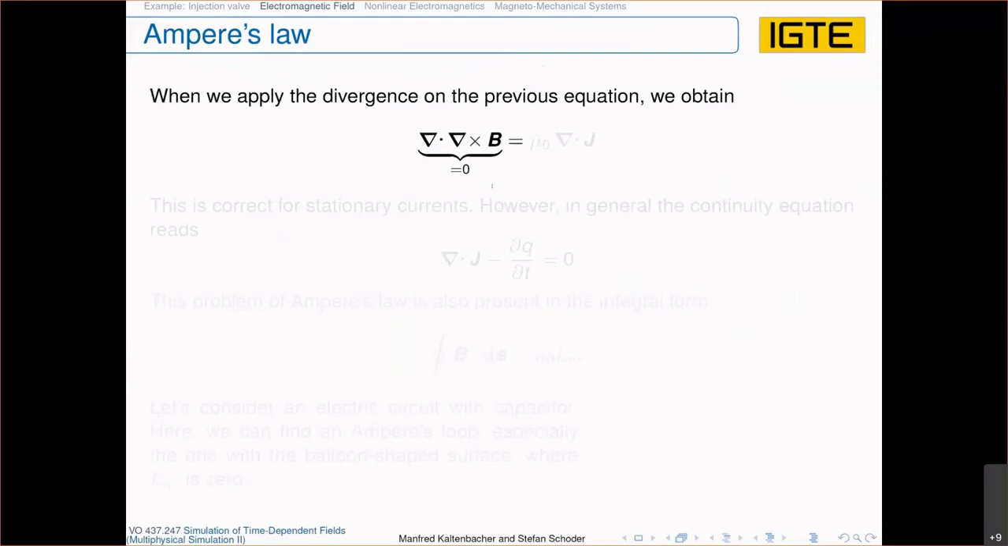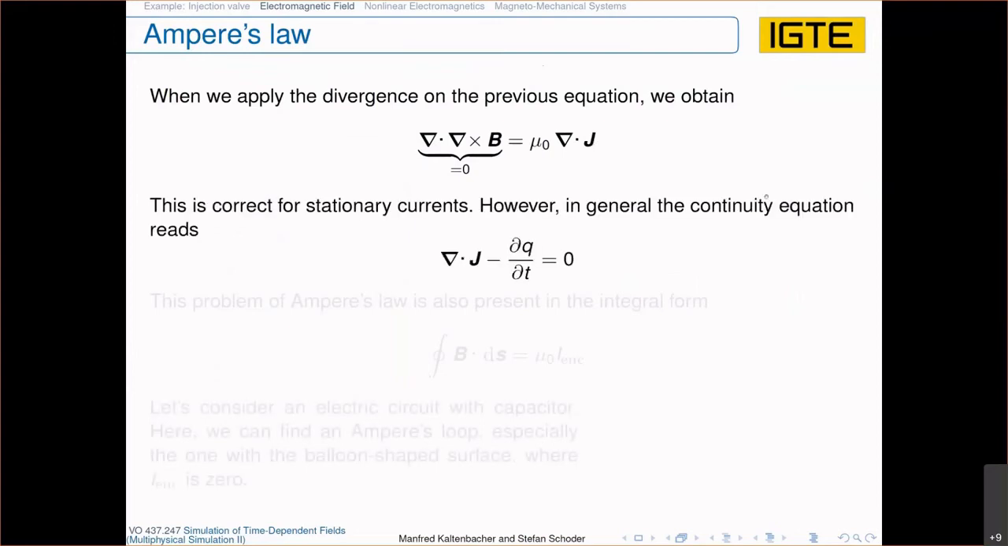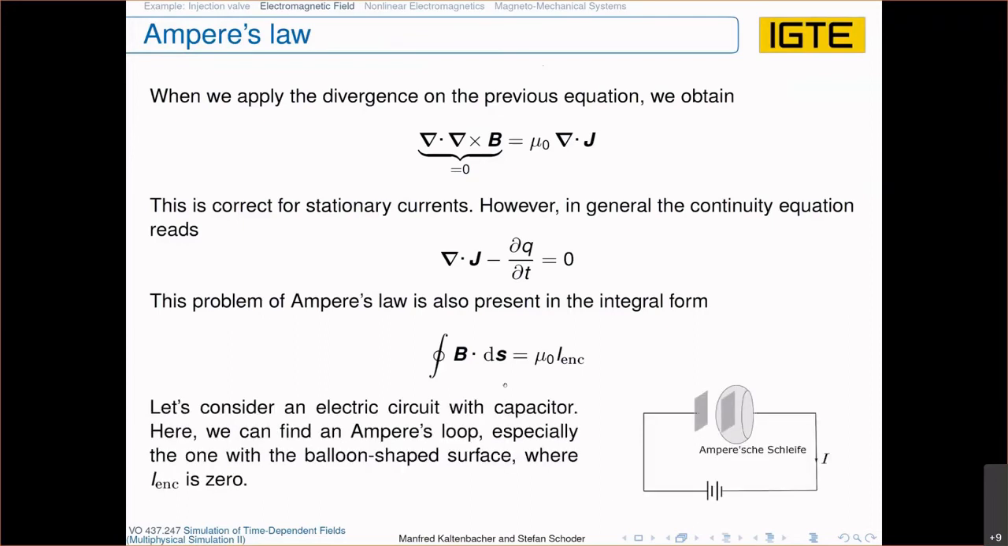So we have that the divergence of the current density is 0. However, we know that the continuity equation is this equation here. So it's the divergence of the current density minus the change of the charges with respect to time, which means this law of Ampere is just fulfilled in magnetostatics but not in magnetodynamics, as we can show here.